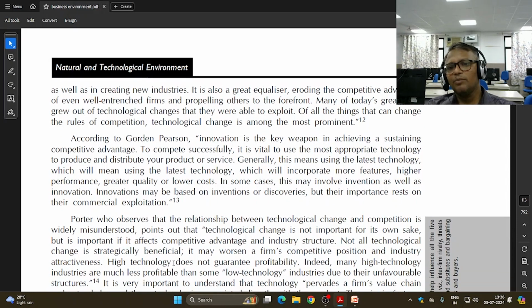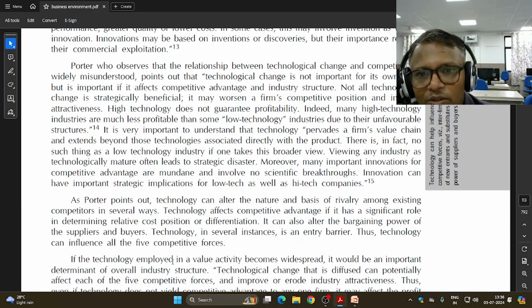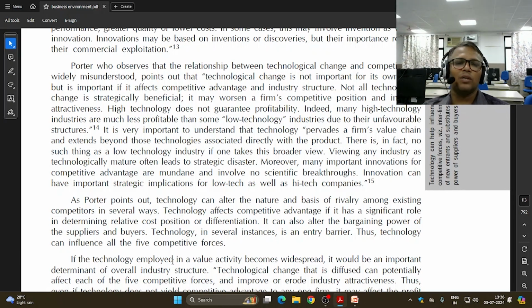Porter, who observes that the relationship between technological change and competition is widely misunderstood, points out that technological change is not important for its own sake, but it is important if it affects competitive advantage and industry structure. Not all technological change is strategically beneficial. It may worsen the firm's competitive position and the industry's effectiveness. High technology does not guarantee profitability. Indeed, many high technology industries are much less profitable than some low technology industries due to their unfavorable structures.